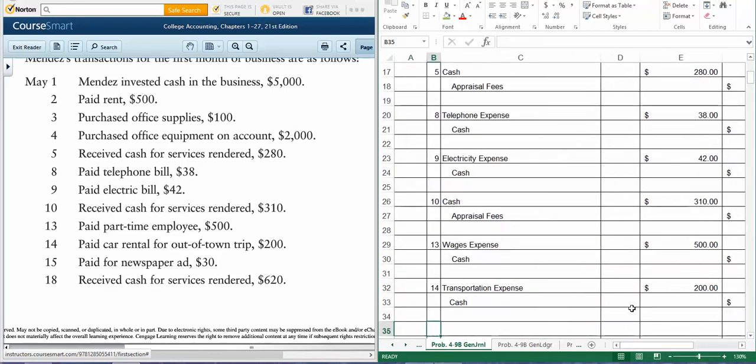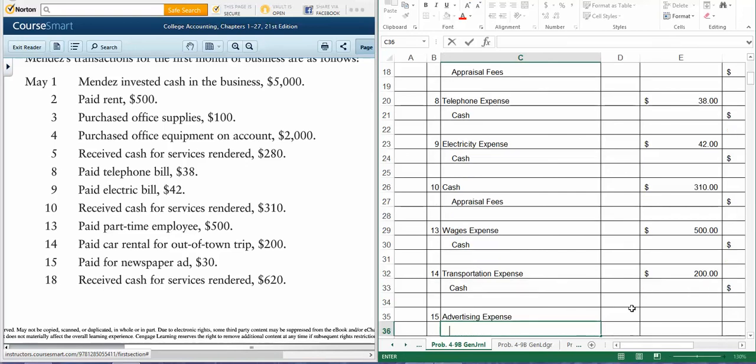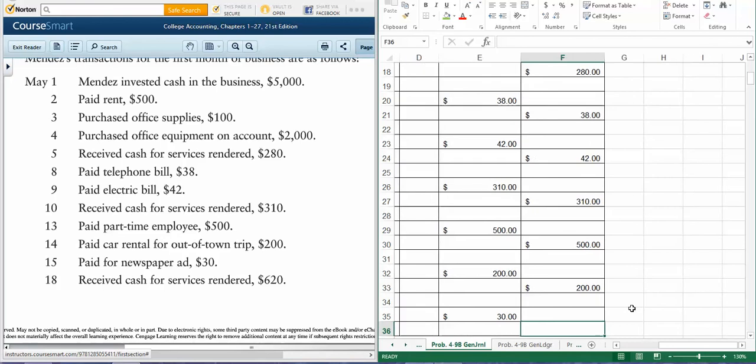Now we have a newspaper ad, and we have advertising expense. And then again, it's cash, $30.